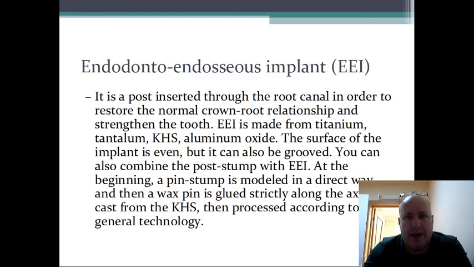And the endodontic-osseous implant, it's a post inserted through the root canal in order to restore the normal crown-root relationship and strengthen the tooth. It is made from titanium, tantalum, cobalt chromium alloy, aluminum oxide. The surface of the implant is even, but it can also be grooved.